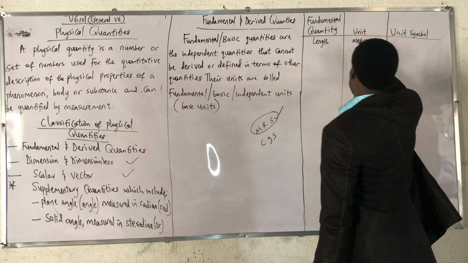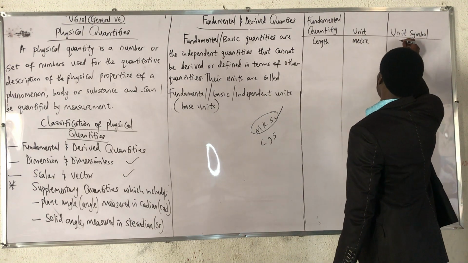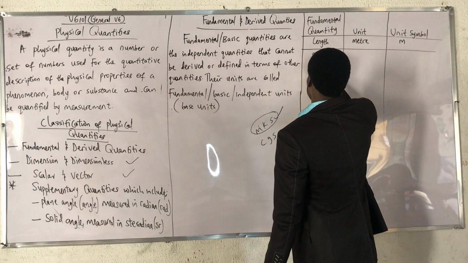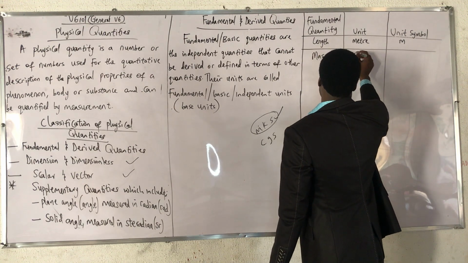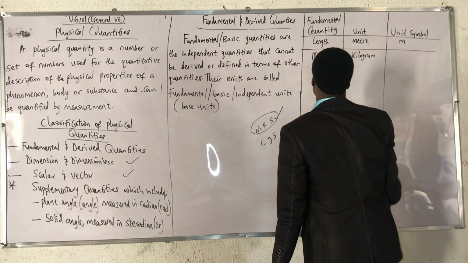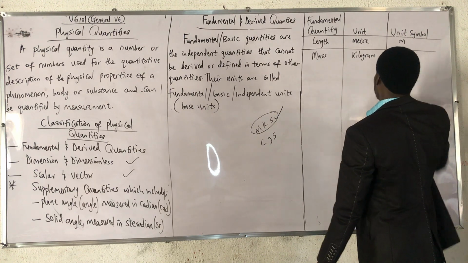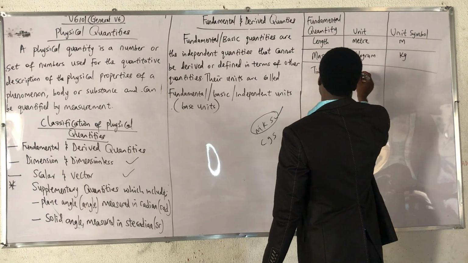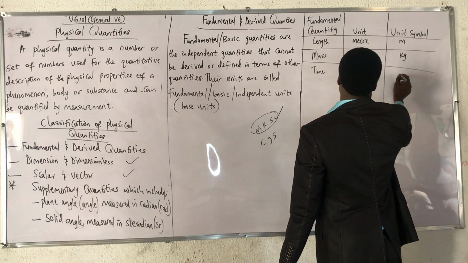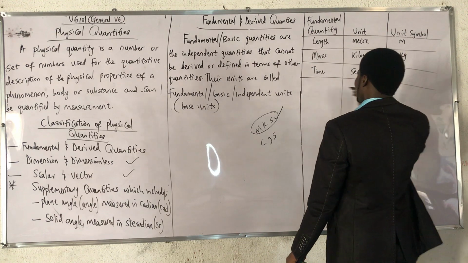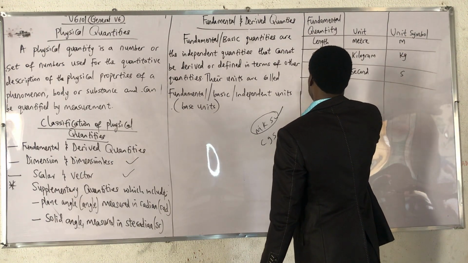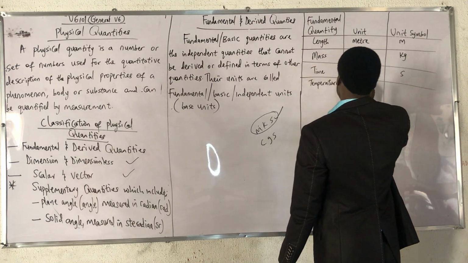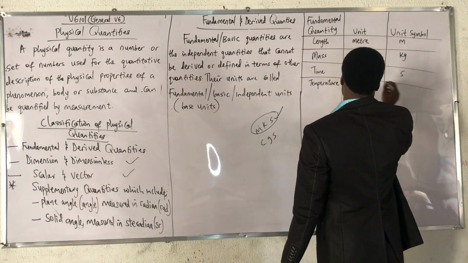Okay? So meter, symbol for that is small letter m. Then we have mass. Unit of mass is kilogram. Symbol of that is kg. We have time. Unit of time is second, and we use s for that. We have temperature. Unit of temperature is Kelvin, and that is K.